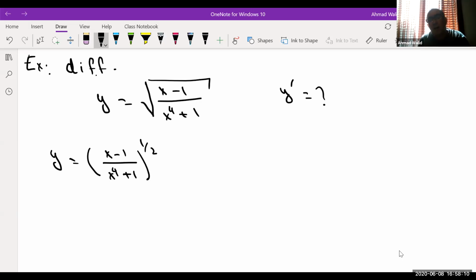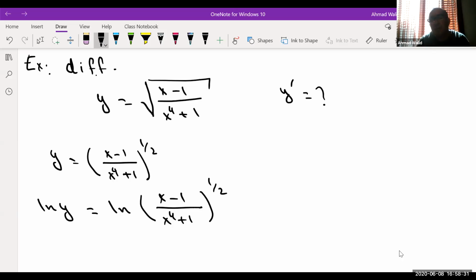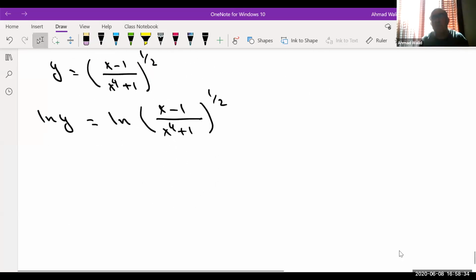Now, step 1, take ln from both sides. ln y equals ln of (x minus 1 over x to the power of 4 plus 1) to the power of 1/2. Simplify your right side based on the rules of logarithms. Simplify here means expand it. It's one single logarithm, write it in an expanded form. Then ln y, I'll show you every single step. That's why this problem goes long.